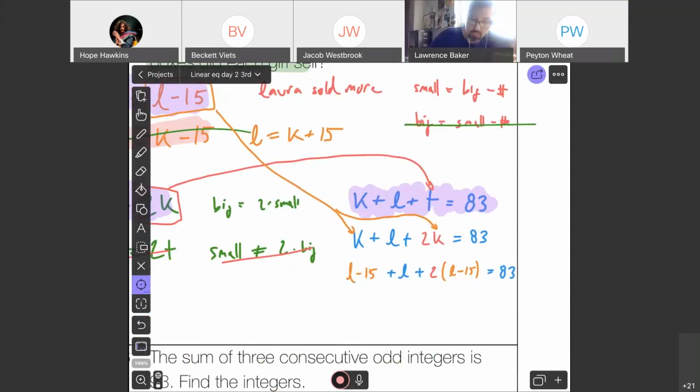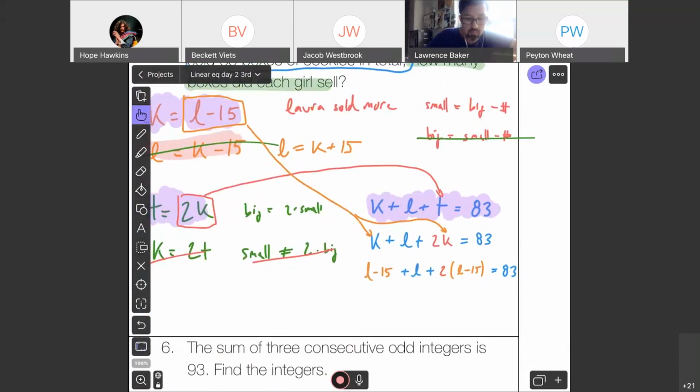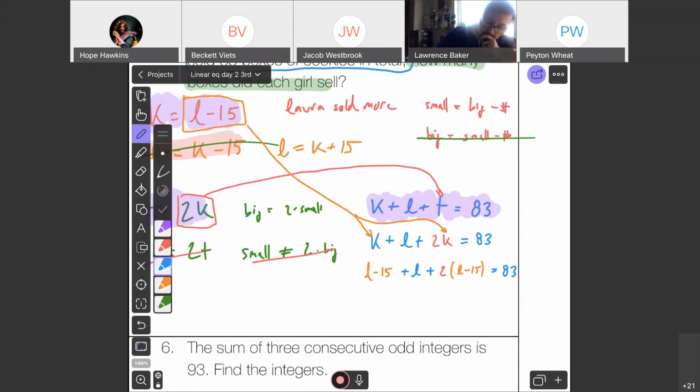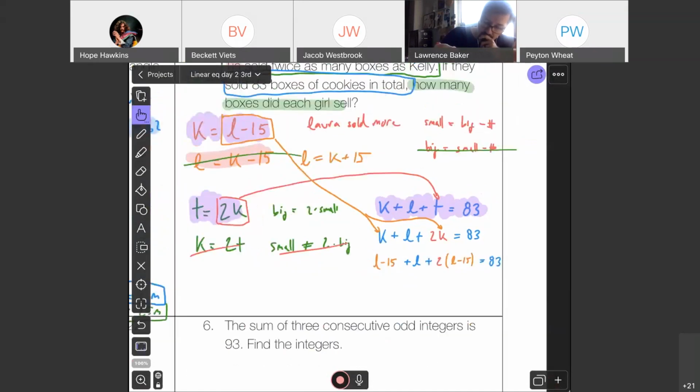Since I saw that there's a K in both the equation to find L and T, I plugged in L and T. You plugged in L and T to get K plus 15. Did you bring this over here, like you took this to here or something? No. Okay, can you tell me where you're at then? I plugged in L and T to get K plus 15 plus 2K.